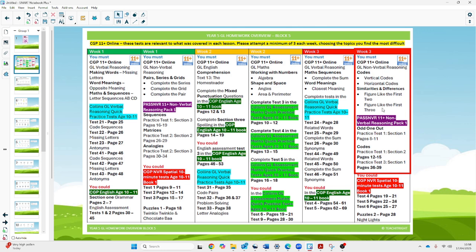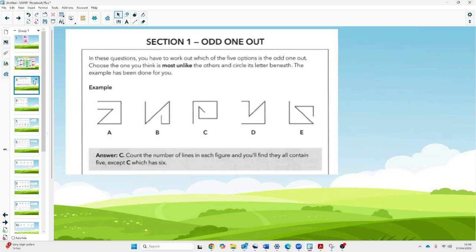But then of course you've got the supporting pack where you're going to be doing it on paper and going through these different sections. So we're going to be looking first of all at odd one out from the Pass NVR 11 plus non-verbal reasoning pack 1 and looking at practice test 1 section 1, and that's on pages 8 to 11, and then we'll move into the code questions that follow as well in test 1 and test 3. So let's have a look first of all at the odd one out.